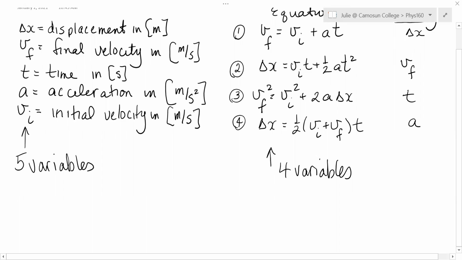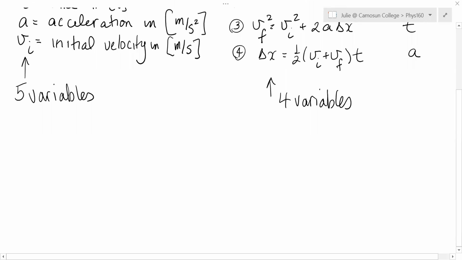Now, this is what I want you to do on this worksheet. So for example, the first question there says 3 givens, and then it says find. The first question is VI, VF, and A. And then it says find T.